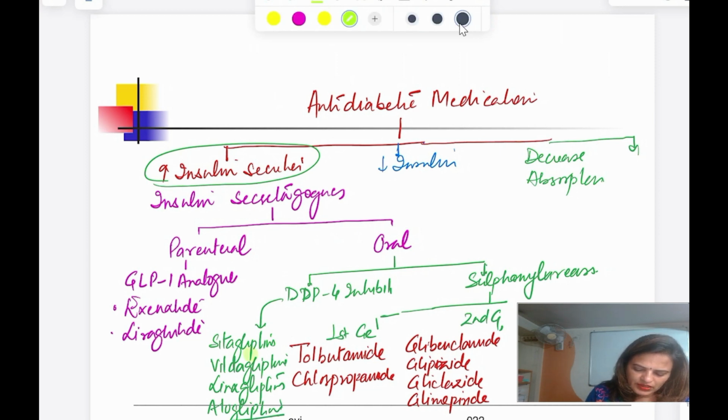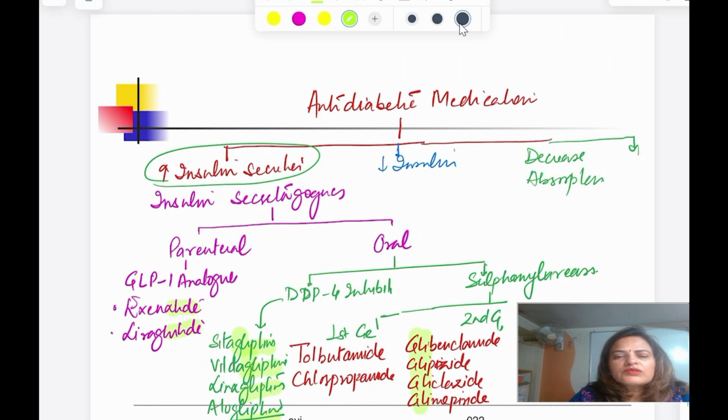They all end with gliptin, like exenatide and this one. And this second generation all start with GLI and end with ide.